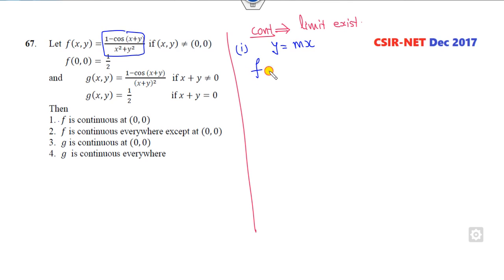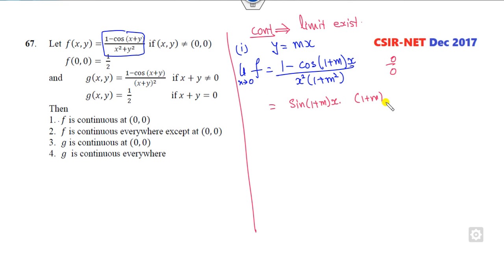Fine. So what is my f? 1 minus cos of (1 plus mx) over x square times (1 plus m square). Now we can take the limit as x approaches 0. So what is the value? Cos 0 is 1, so it's a 0 by 0 form. So we can apply the L'Hopital rule. Sine of (1 plus mx) into (1 plus m) divided by 2x (1 plus m square).